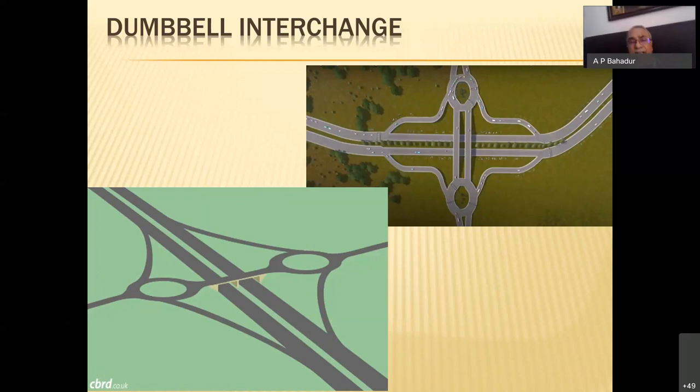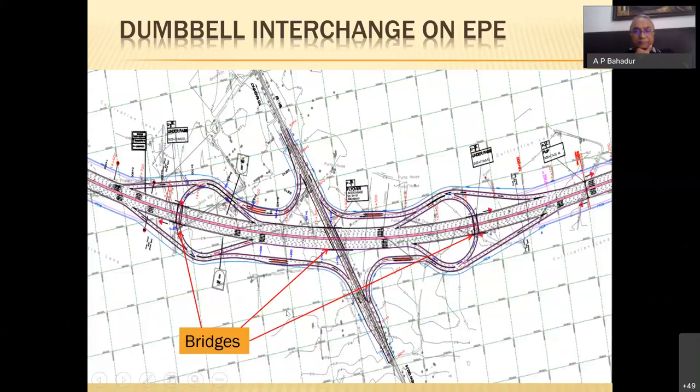Now, unfortunately, I will use that word, unfortunately, this so-called dumbbell word has been used on a recently completed expressway called the Eastern Peripheral Expressway around Delhi, where the shape is called a dumbbell interchange, but I don't think it is a dumbbell interchange. The shape used is like this, as you can see here.